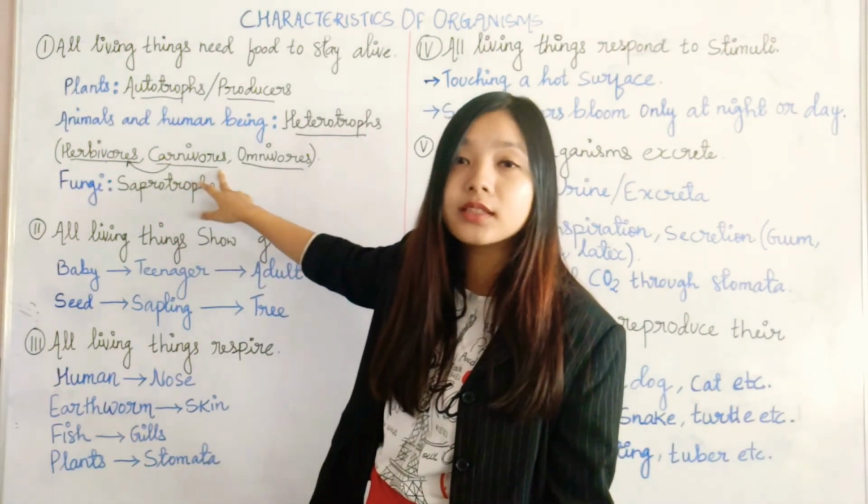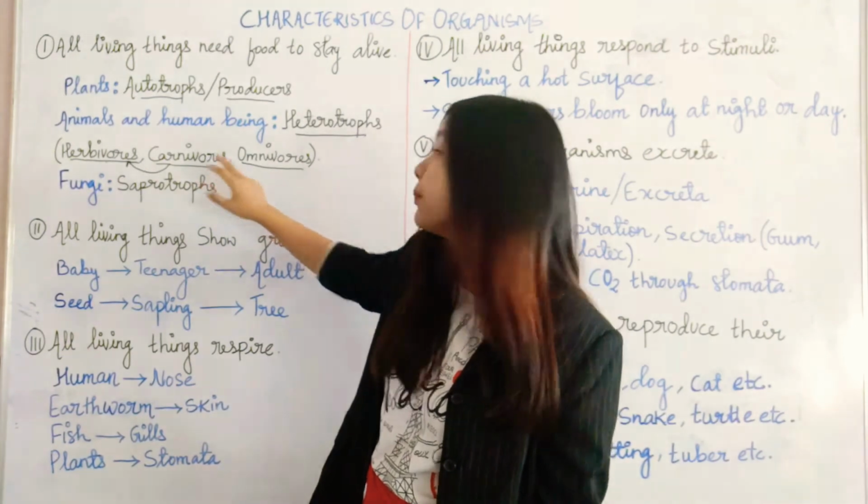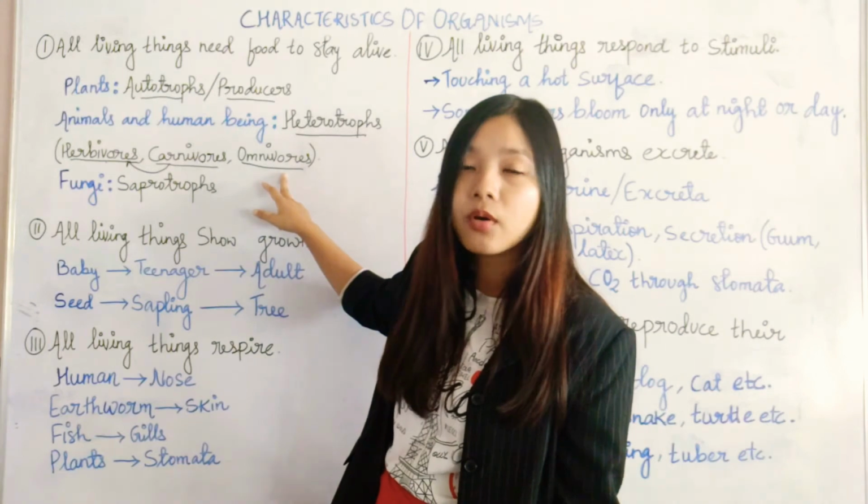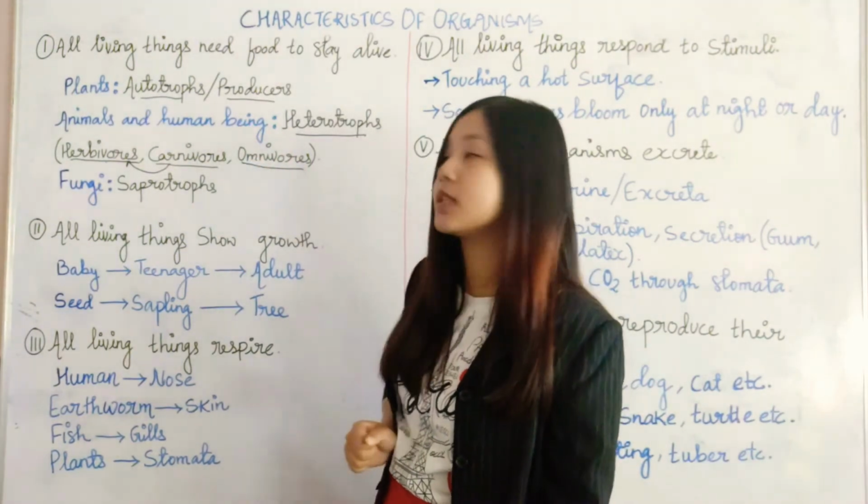Carnivores like lion, tiger, cheetah. Then omnivores like rat, cockroach, dog. These are some of the examples.